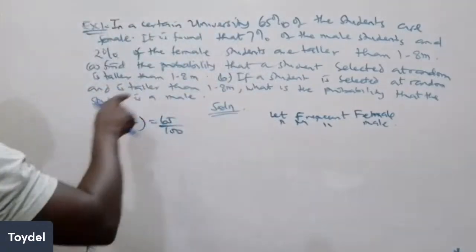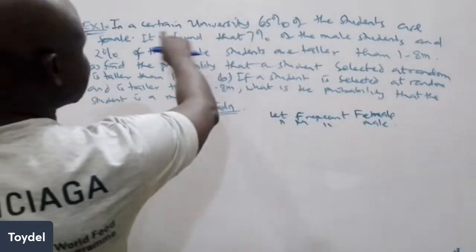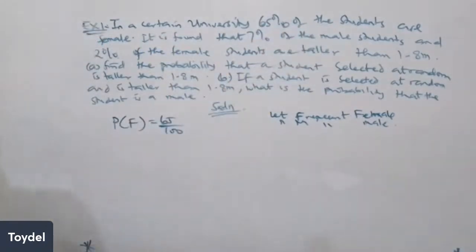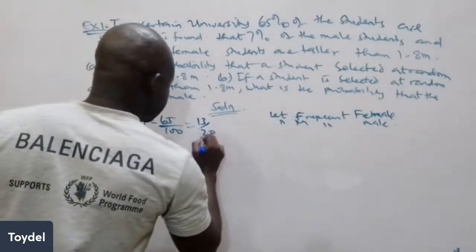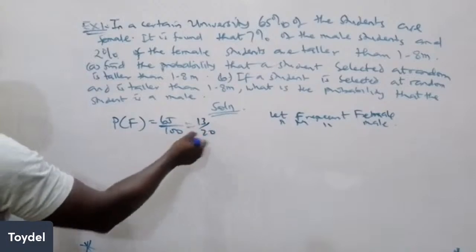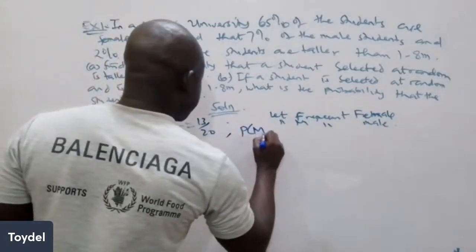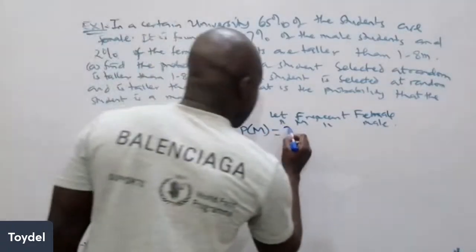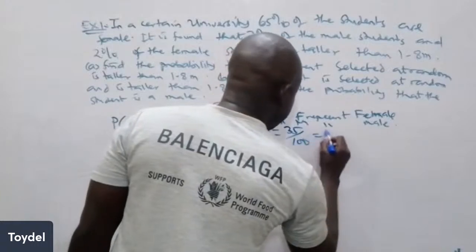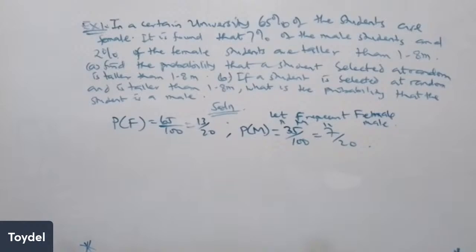But in this case, we are given that the probability of female students in that university is 65%. If 65% of the students are female, it simply means 13 over 20, if I reduce to the lowest term. If this is the probability of female, then what will be the probability of male? The probability of male automatically will be 35, because 100 minus 65 is 35. That will be 35 over 100, and we can reduce that to 7 over 20. So that is the first step. We know the probability of male and we know the probability of female.